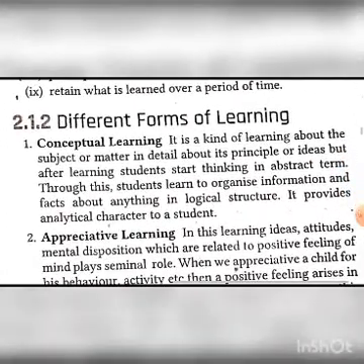Now, different forms of learning. Different forms of learning are: first one is conceptual learning. It is a kind of learning about the subject or matter in detail about its principle or ideas, but after learning, students start thinking in abstract terms. Through this, students learn to organize information and facts about anything in logical structure. It provides analytical character to a student.